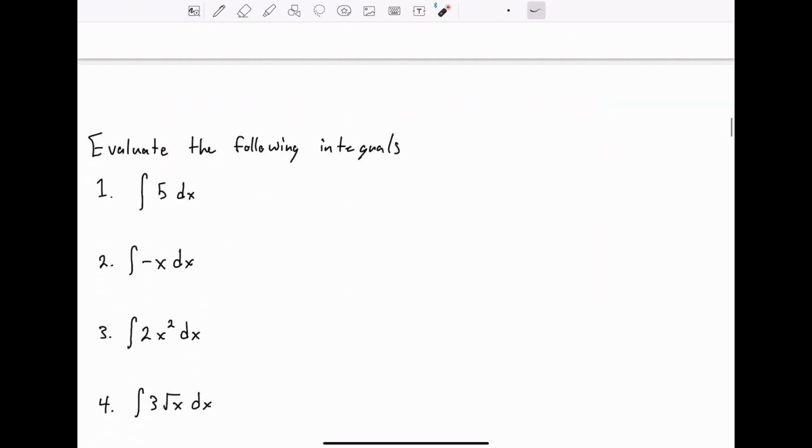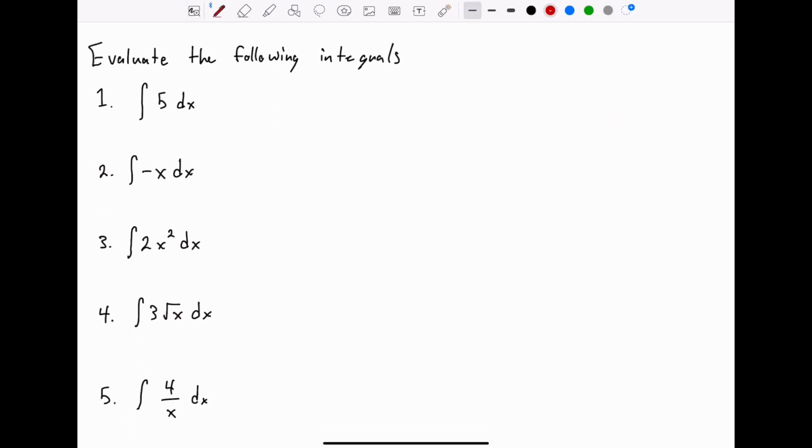So example 1, the integral of 5. It's tempting to write 0, but that's the derivative. The integral of 5, the function whose derivative is 5, is 5x. It's easier to think going backwards, taking the derivative. The derivative of 5x is 5, so the integral of 5 is 5x. We want to remember the plus c since it is an indefinite integral.